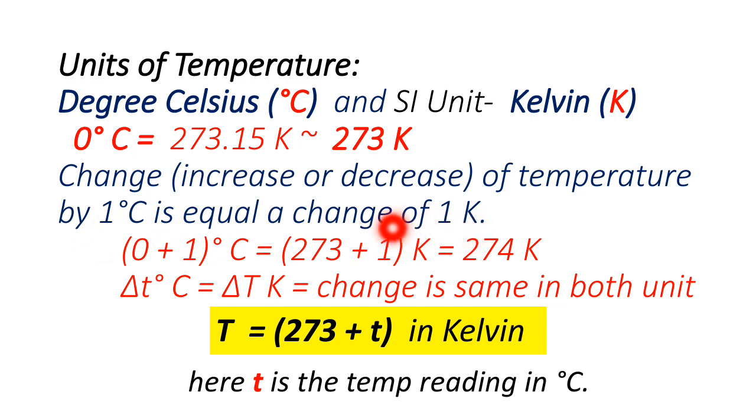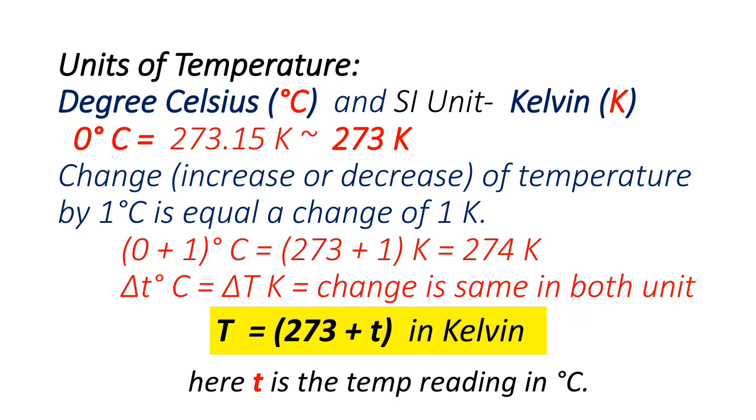Then we will say that a 1 degree Celsius change is equal to a 1 Kelvin change, correct? Because if the temperature is raised by 1 degree Celsius, then from 0 it reaches 0 plus 1, that is 1 degree Celsius. In the Kelvin scale, it is 273 plus 1, that is 274 Kelvin. In the same way, if delta T degree Celsius is the change in temperature in the Celsius scale, then in the Kelvin scale the change is the same, delta T Kelvin.